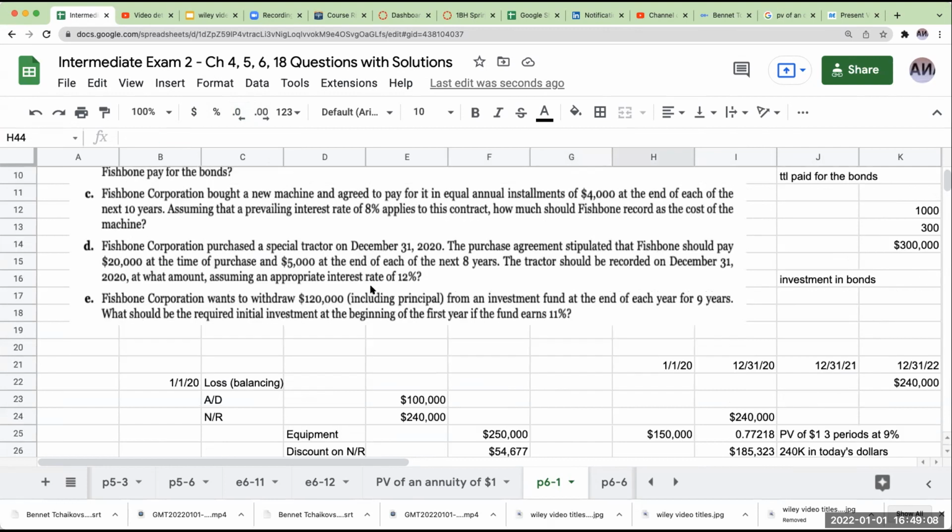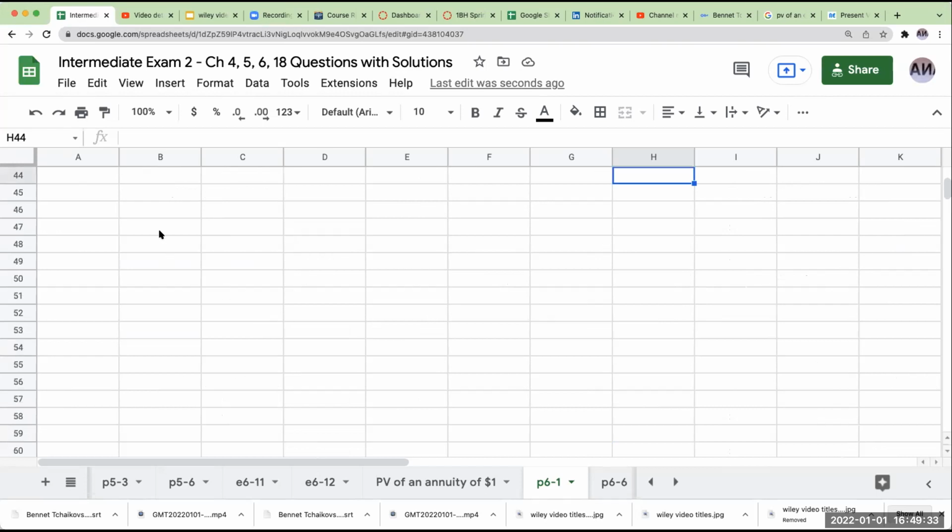Okay, Fishbone Purchase Corporation purchased a special tractor. I guess it's special. On December 31st, 2020, the purchase agreement stipulated that Fishbone should pay $20,000 at the time of purchase and $5,000 at the end of each year for the next 8 years. The tractor should be recorded on December 31st, 2020, at what amount, assuming an appropriate rate of interest of 12%? Okay, so we know that for part D.